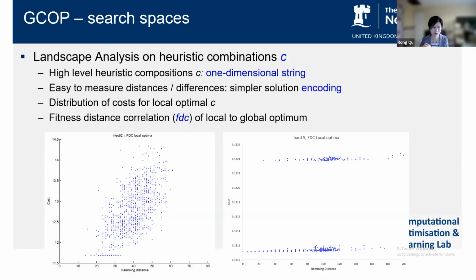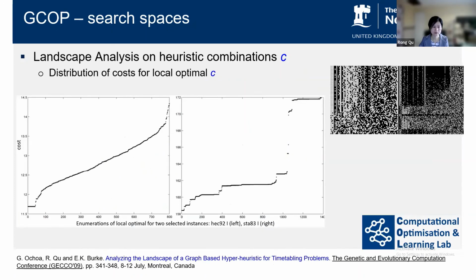For example, these two plots measure the heuristic design combination C against the cost of the solutions they return. For one problem on the left-hand side, you can see they are correlated. So for this algorithm design, different C are highly correlated with the cost. This means it's a much easier problem than applying the algorithm directly to the direct solutions. However, the right-hand side represents a very difficult algorithm design problem. There are additional analyses on these heuristic combinations. If you're interested, there are more details in the published papers.